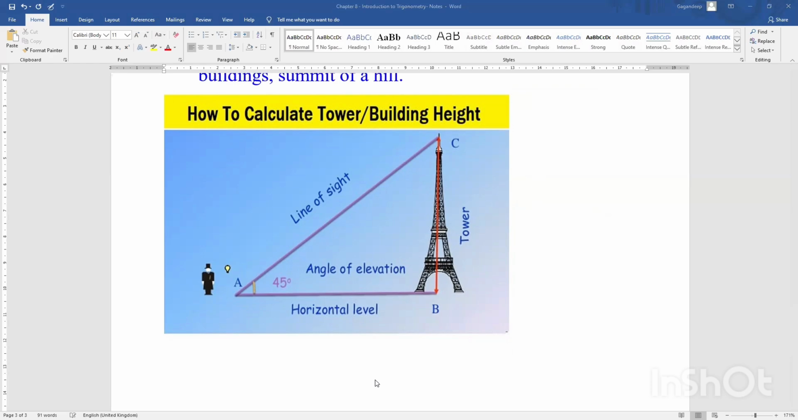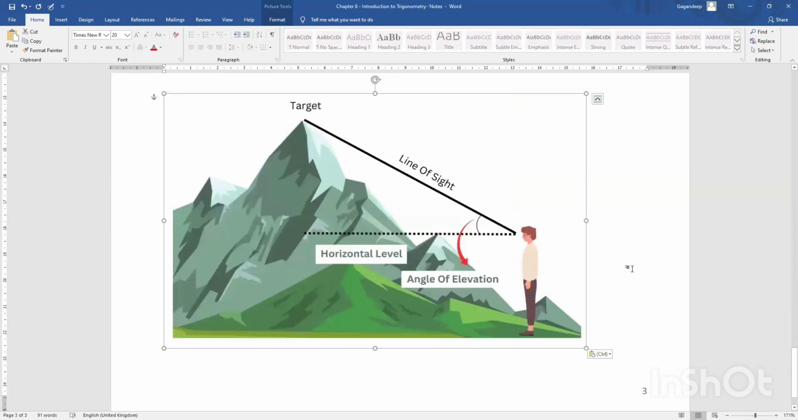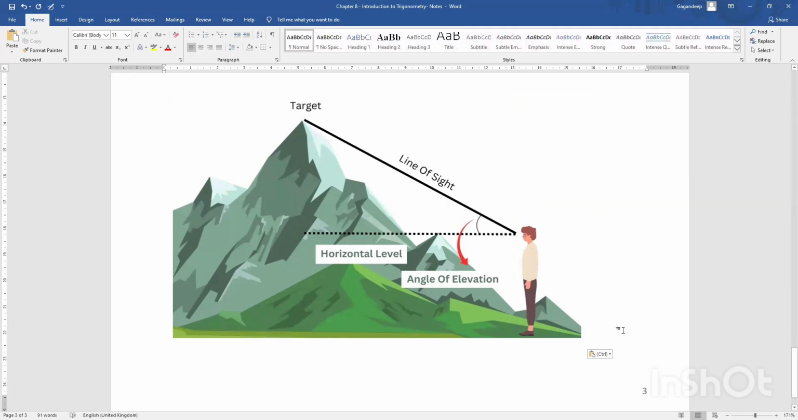Here we have one more picture. Here the person is trying to find the height of the summit of the hill. So here also we can use the knowledge of trigonometry to find the height of the hill.